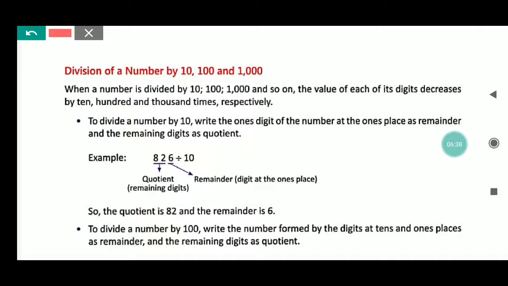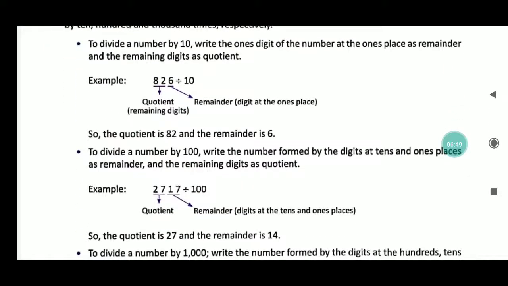826 divided by 10, that means a point would be here, that means the remainder is 6 and the quotient would be 82. So the quotient is 82 and the remainder is 6. To divide a number by 100, write the number formed by the digits at the tens place and ones place as the remainder and the remaining digits as the quotient.